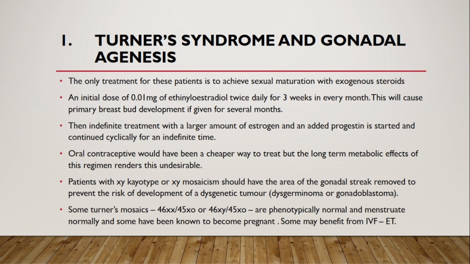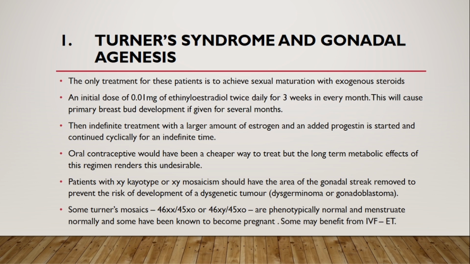In Turner syndrome, the only treatment for these patients is to achieve sexual maturation with exogenous steroids. For those that have no uterus, the only thing you can do is to attain sexual maturation with exogenous steroids. And how do you go about this? An initial dose of 0.01 milligrams of ethinyl estradiol twice daily for 3 weeks in every month. This will cause primary breast bud development if given for several months, maybe 6 to 9 months.